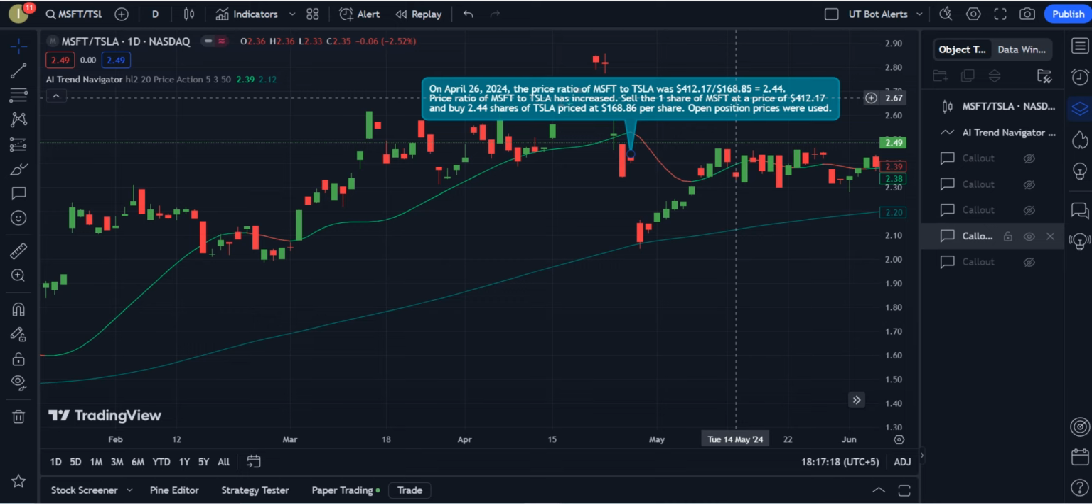And we see that there was an increase in the price ratio of Microsoft to Tesla stock. As I've mentioned earlier in the video, when the price ratio of the higher price stock divided by the lower price stock increases, we switch to the lower price stock. So we would sell our one share of Microsoft stock at a price of $412.17 per share, and we would buy 2.44 shares of Tesla stock priced at $168.85 per share.